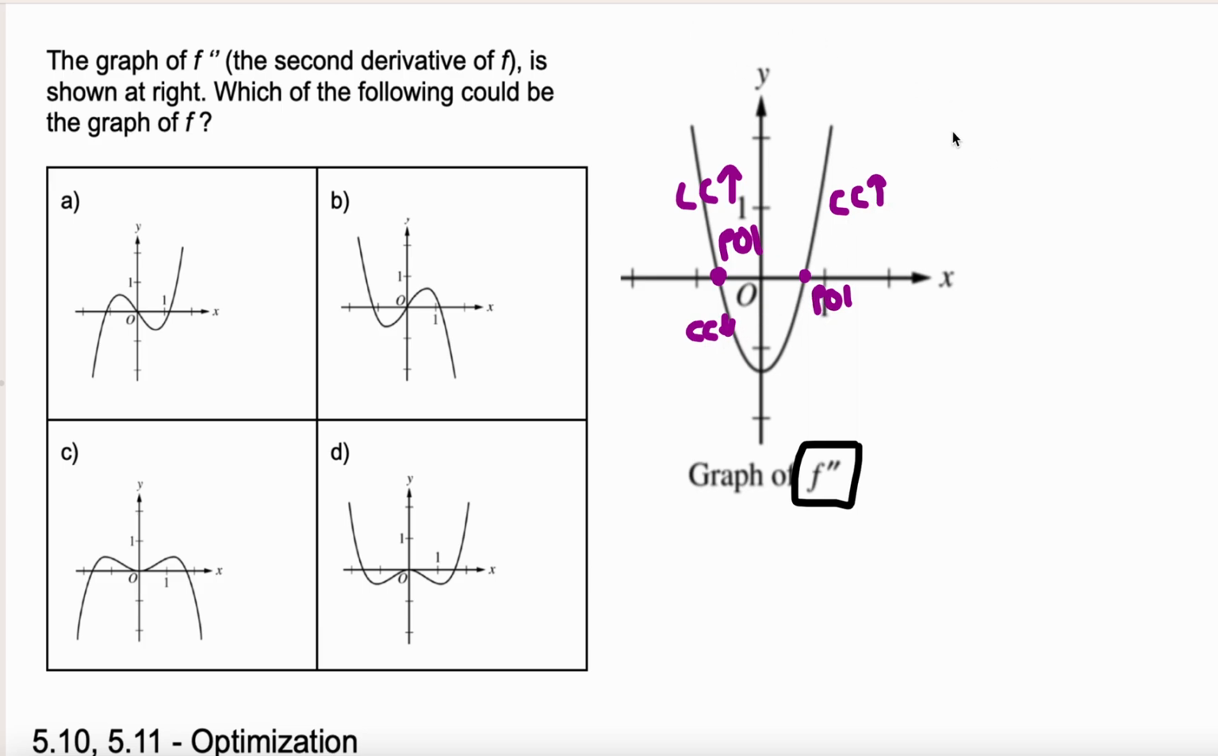So let me draw that. We got concave up, POI, concave down, POI, concave up. There's only one that looks like that, and it's D.